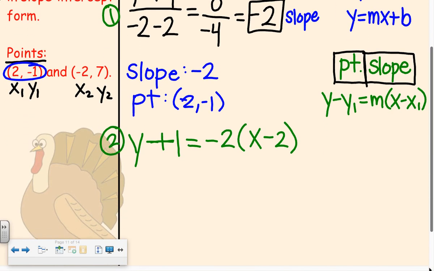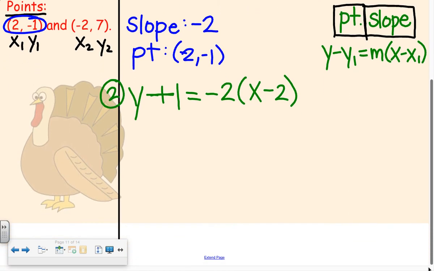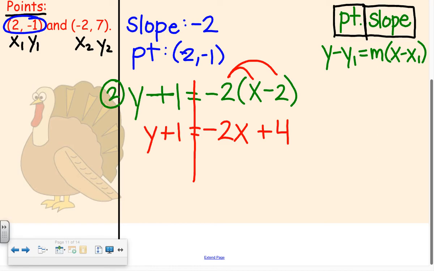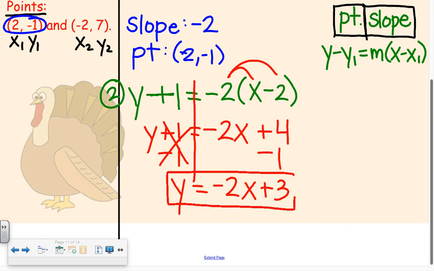And then I need to do my final step, which is getting it into slope-intercept form. Negative 2 times x is negative 2x. Negative 2 times negative 2 is 4. Get y alone by subtracting 1 on both sides. Y equals negative 2x plus 3. My line is in slope-intercept form, which is what the question was asking for. Now, if I took the time to graph this, my line should go through the coordinate points 2, negative 1, and negative 2, 7. Summary.